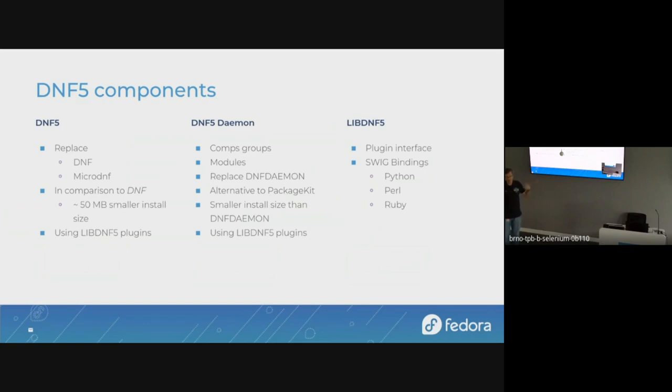When we have a DNF, it's much more powerful because we need a smaller size. Install size of the MicroDNF is 115 megabytes or something like that, without big dependencies and so on. The install size of the DNF is 165. It's a significant difference. And with the new DNF5, we will have the same footprint, like a MicroDNF, but we will try to provide the same set of the functionality with the DNF. Therefore, it's a win-win situation. We have a same set of the functionality, but with a smaller install size.